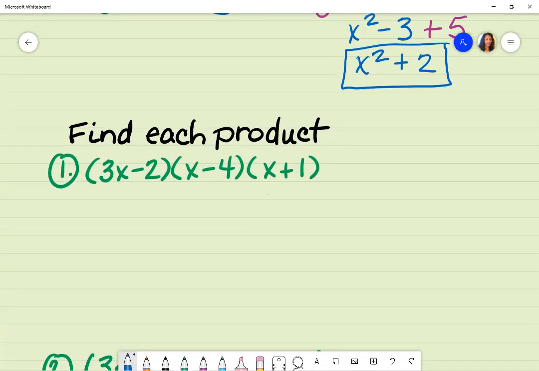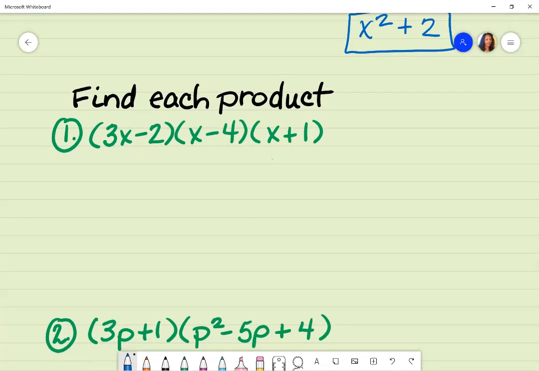Now let's go to the next set of directions. Find each product. So for me, there's more than one way to do it. So what I'm going to do is I'm going to FOIL the first two, and then I'm going to use the box method. You don't have to go in that order. You can use any two at the same time. So if I wanted to start here, I could. If I wanted to start here, I could. That's what I'm going to do.